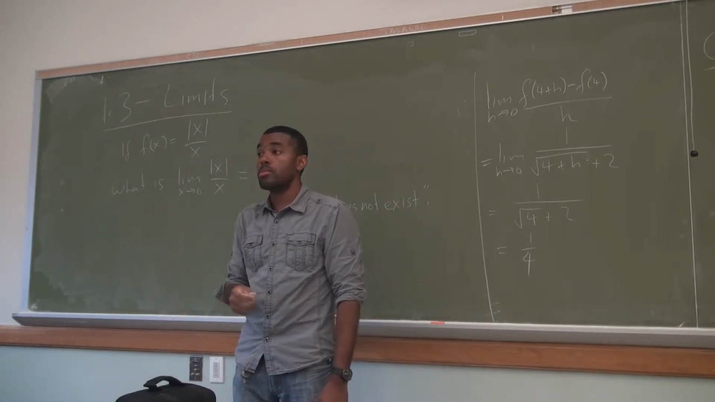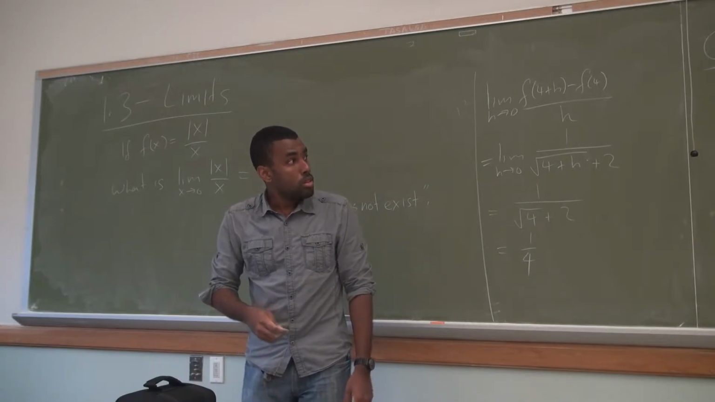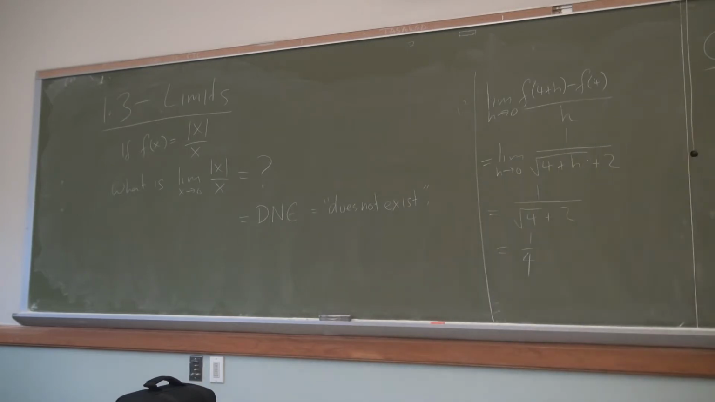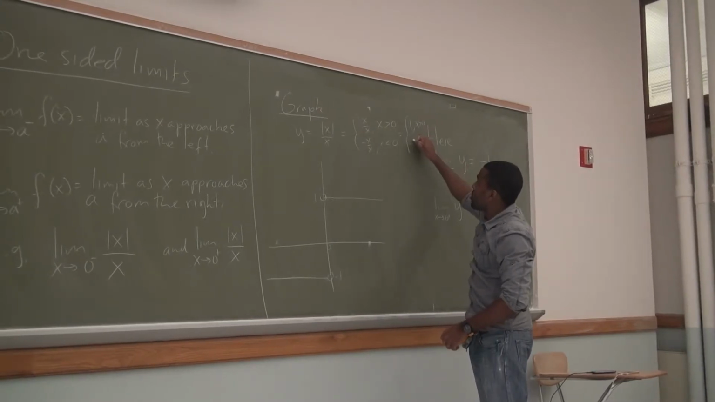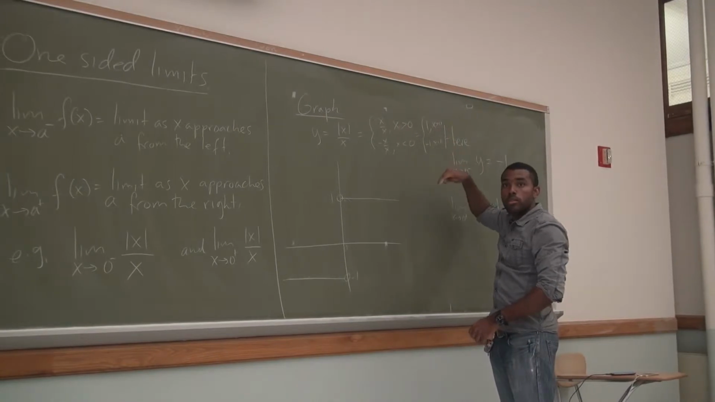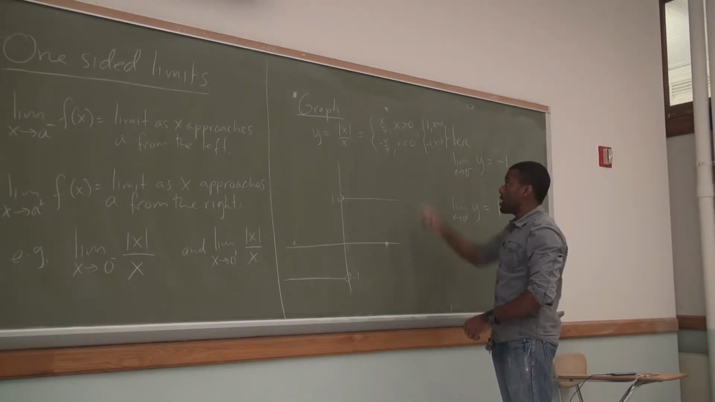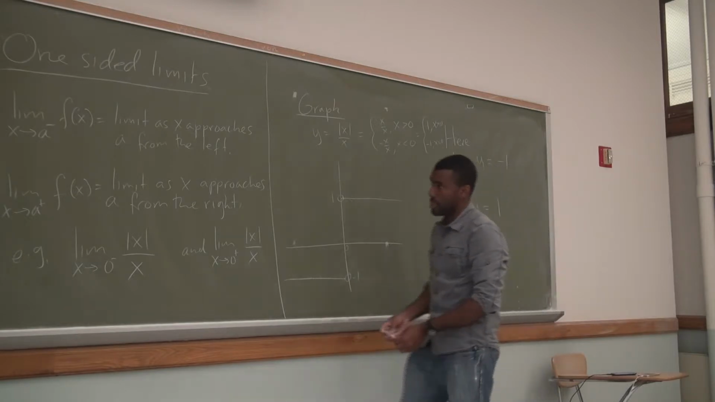Is the only way to figure out the limit to graph it, or is there another way? No, you could see it here as well, just by writing the definition. This is actually the function 1 for x greater than 0, or -1 for x less than 0. Clearly you have two different functions here. So you can do it this way, but I thought graphing the picture was a very nice thing to do.